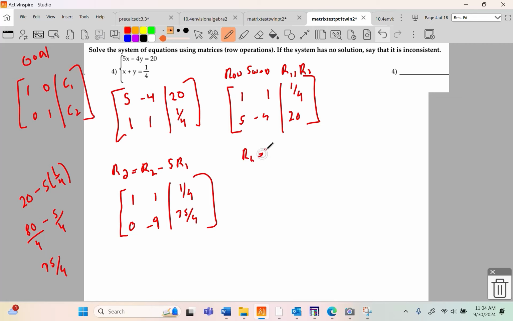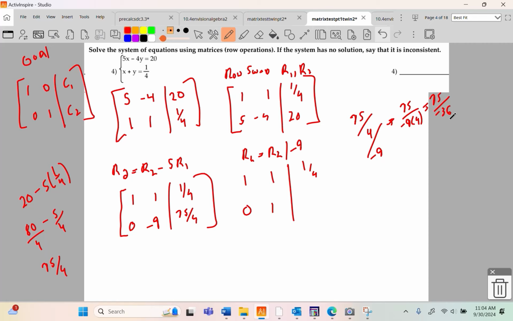So row 2 is row 2 divided by -9. 0 divided by -9 is 0. -9 divided by -9 is 1. If we take 75 divided by 4 and divide it by -9, it becomes 75 over -9 times 4, which is 75 over -36, which does reduce. 75 over -36, those are both divisible by 3. I think, yeah, they are. That's -25/12.